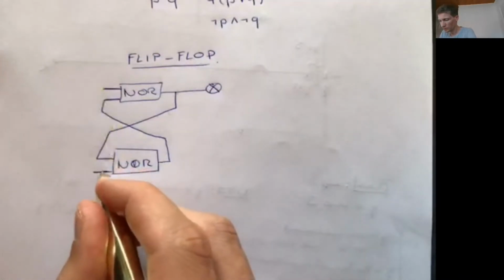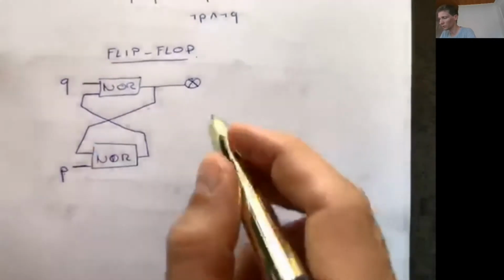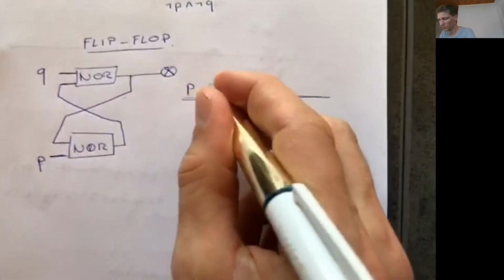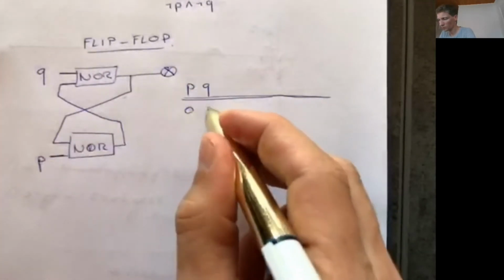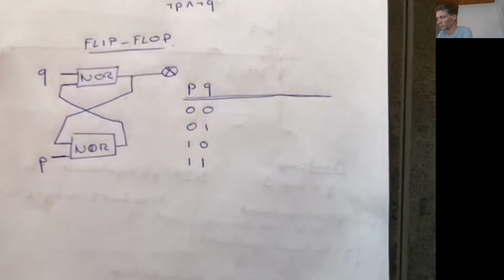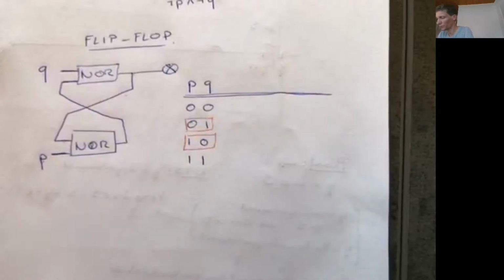Okay, so the only thing that we can do something about is this input here, let's call this P, and this input here, let's call this Q. So we can put P equal to 0 or 1, or we can put Q equal to 0 or 1. So let's try to make a truth table, right? So we have P and Q. It can be 0 0, 0 1, 1 0, or 1 1. And let's see what happens. The easiest cases to analyze are this one and this one. So let's start with these two.